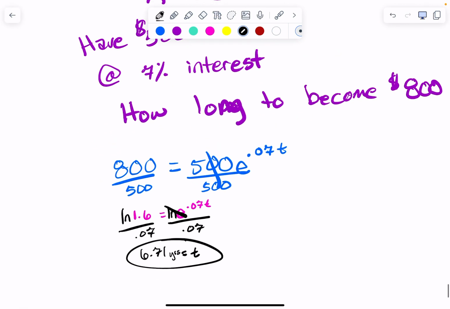It's years. Where do you have wipes? All right, so there you go. Where's wipes?